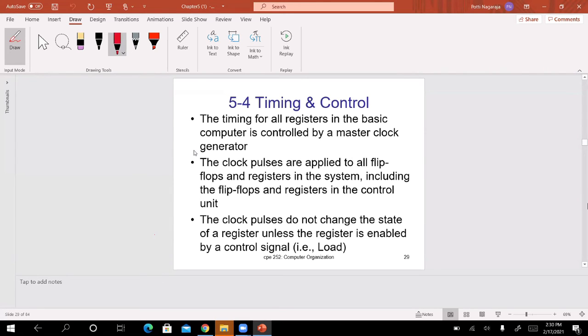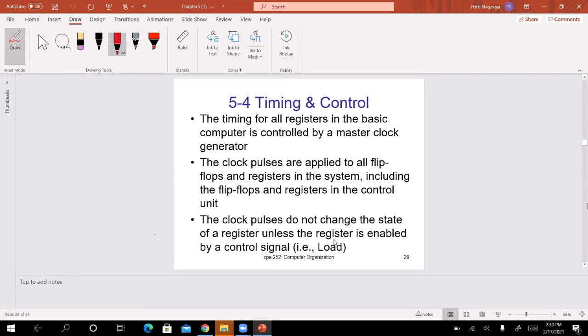Try to remember, whatever registers are there in the control unit, and all registers present in the computer, are controlled by one clock generator, called the master clock generator. The timing for all the registers in a basic computer is controlled by a master clock generator. These clock pulses are applied to all flip-flops and registers, including those in the control unit also.